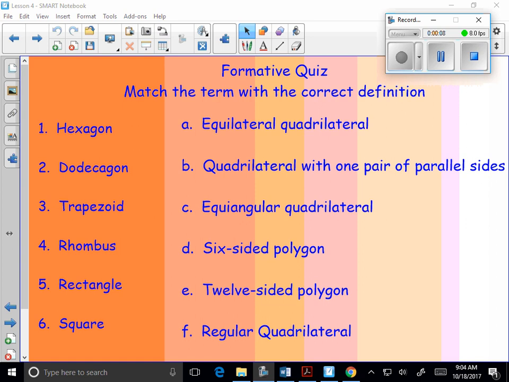We got a hexagon, a dodecagon, a trapezoid, a rhombus, a rectangle, a square. Kylie, you want to get up there and do them? Sweet, do it. Kylie's going to tell us. You can do as many as you want. You don't have to do all of them. That's okay. Give it a shot.